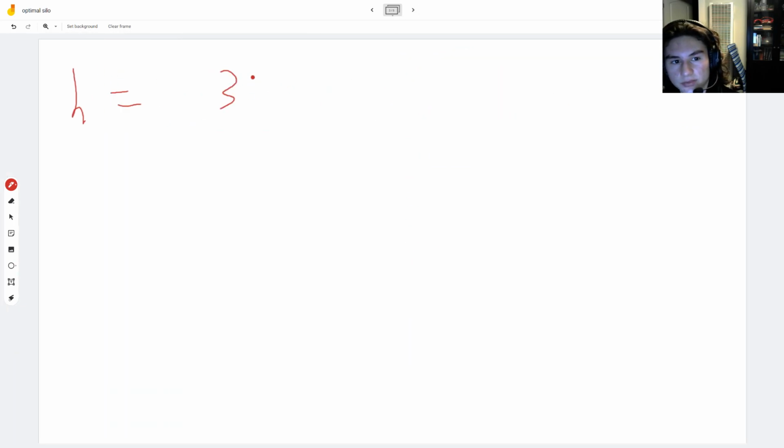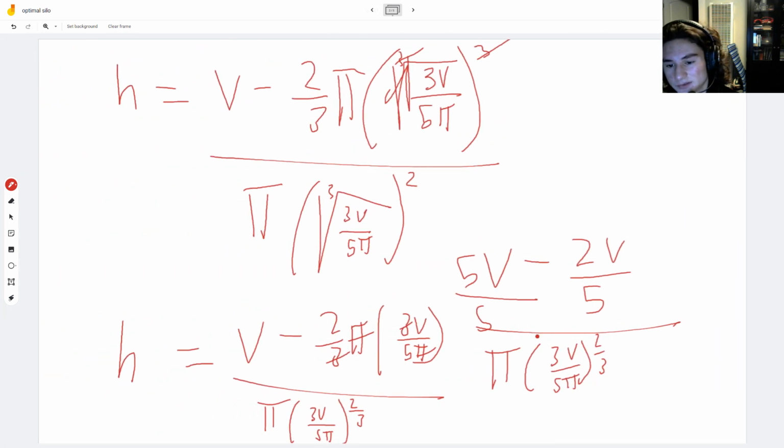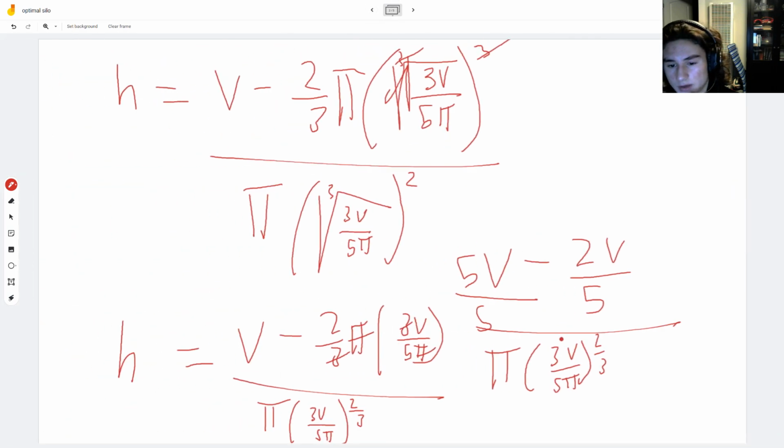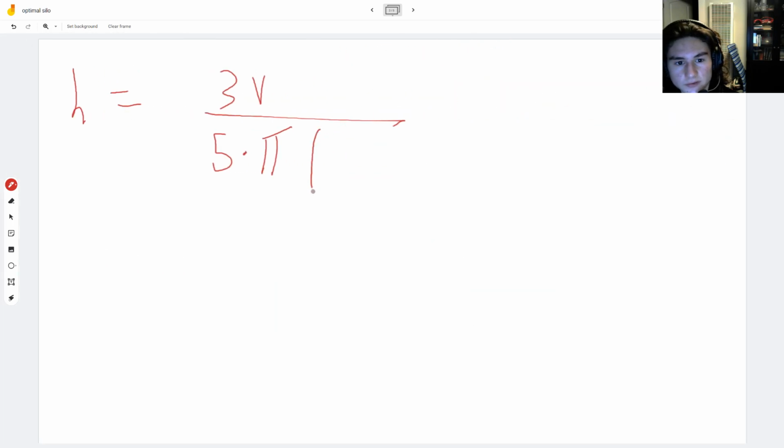Divided by a lot of stuff. So 3v over 5, and then we can multiply this because there's only one term by all this on the bottom. So that's pi times 3v over 5 pi to the power of 2/3. Okay, so now this looks a lot better. So we have some 3v's over 5 pi's, and we have all this. So I'm going to separate these fractions and flip them around.